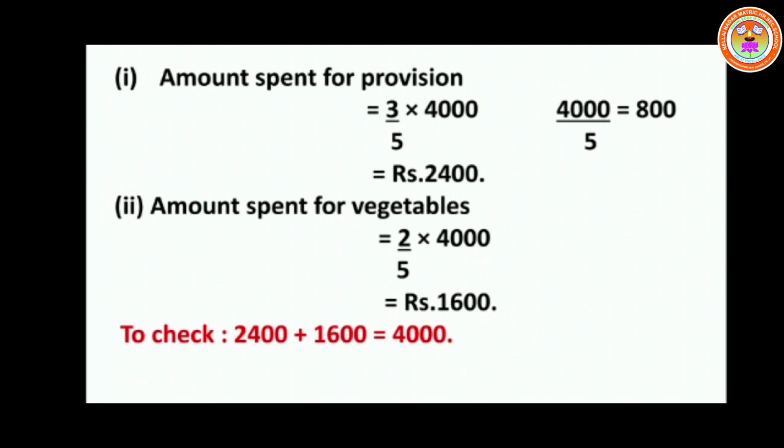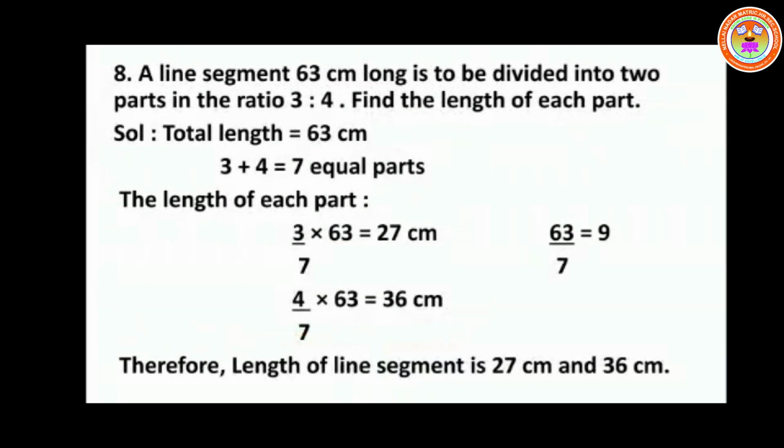Okay, children. Now let us move on to the second problem, problem number 8. Let us move on to problem number 8. A line segment 63 centimeter long is to be divided into two parts in the ratio 3:4. Find the length of each part. I think you understood. The same model we have done so long, the same type. The total length is 63 and the ratio is 3:4.